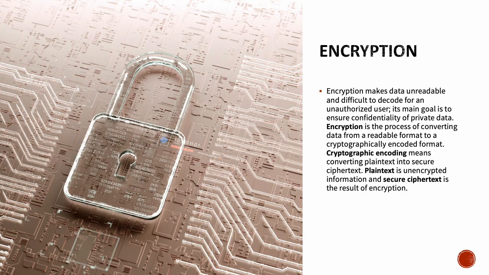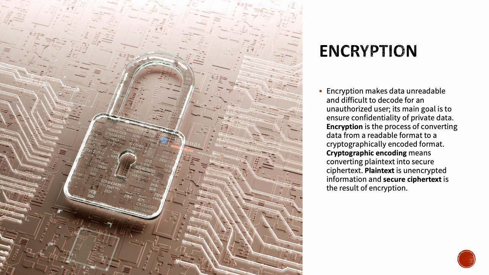Encryption, of course, is, there's a very famous phrase which says that the loss of possession does not automatically mean, or should not automatically mean, the loss of confidentiality. So the whole idea is, it might fall in the wrong hands, but just because it has fallen in the wrong hands doesn't mean they should be able to read it. So what encryption does is it makes data unreadable and difficult to decode for unauthorized users. Its main goal is to ensure confidentiality of private data.